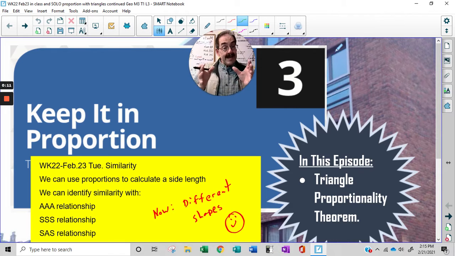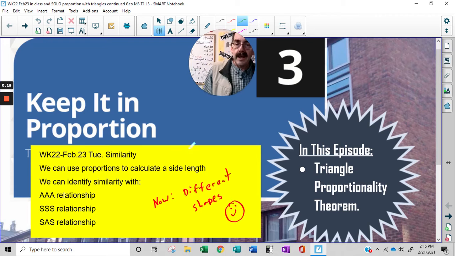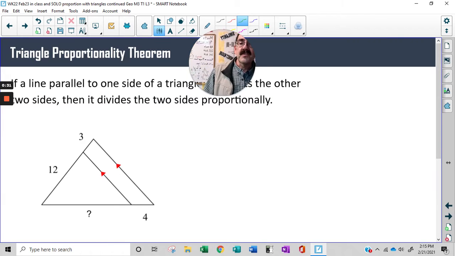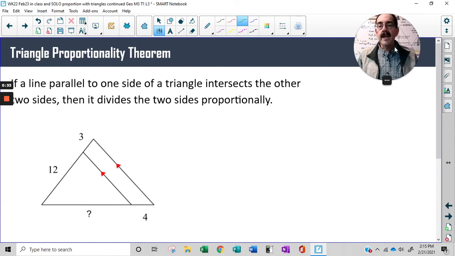This is our last week before hybrid learning. And on Tuesday, we're still continuing similarity. We're still continuing with the angle-angle rule, side-side-side rule, and side-angle-side rule. But now, let's use those rules with some different shapes. All right. So the first thing we want to do is if we have parallel lines, okay?